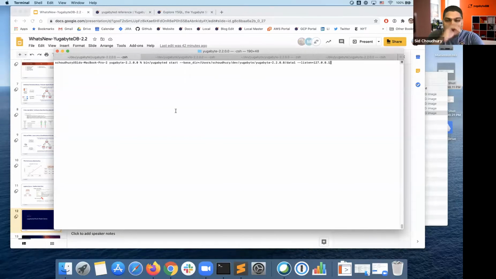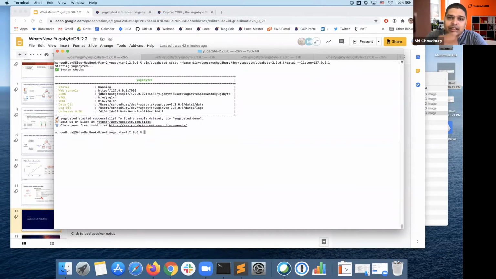So here I have 4 tabs. This is the YugabyteDB 2.2 release. In the first 3 tabs, I'm just going to start the YugabyteDB server the way I explained. And in the last tab, I'm actually going to run some queries. Okay, so let's get going. So here I'm giving a specific base dir, which is where the config files, the data files, all of that will be stored.